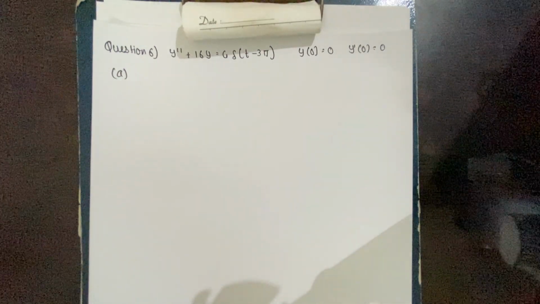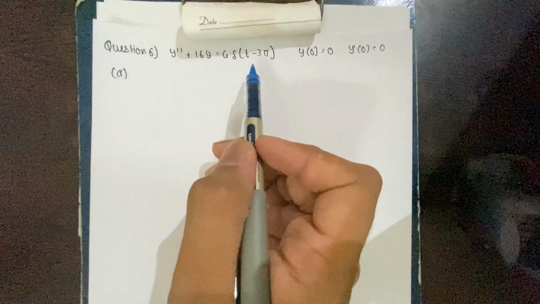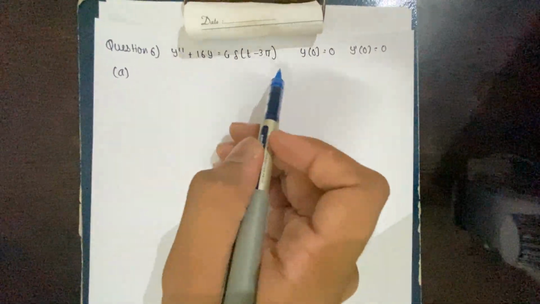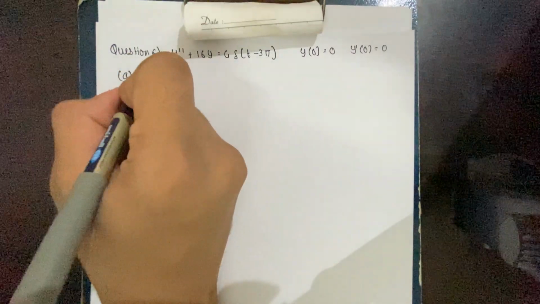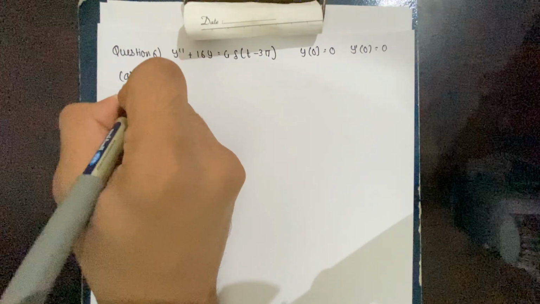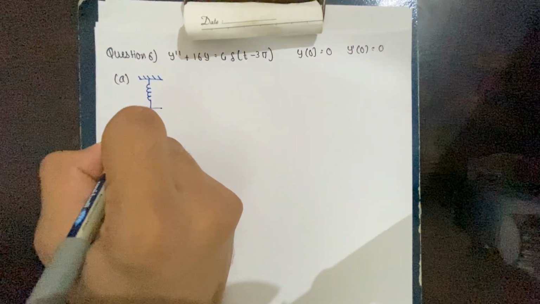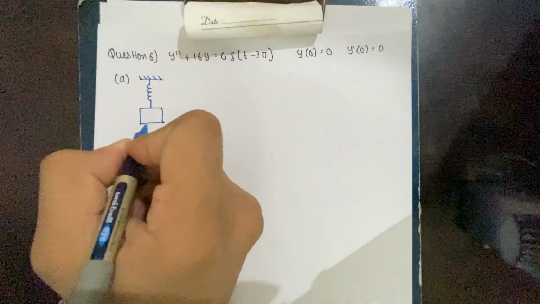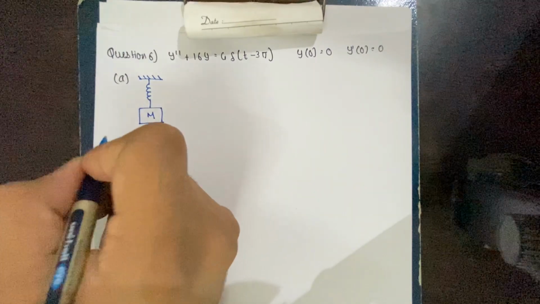Okay, so the sixth question has three parts. Part A states: what kind of real life phenomena is captured by the Dirac delta function in this equation, if this given ODE represents a mass spring system? So we'll assume a mass spring system. It needn't be hanging from a ceiling, it can be on the ground also, it really doesn't matter.